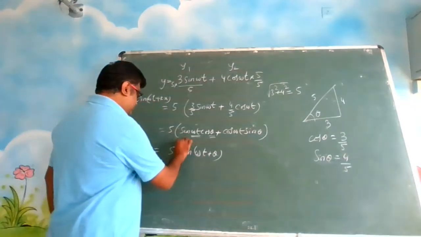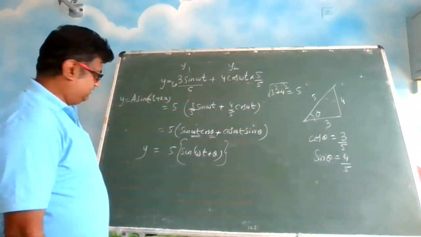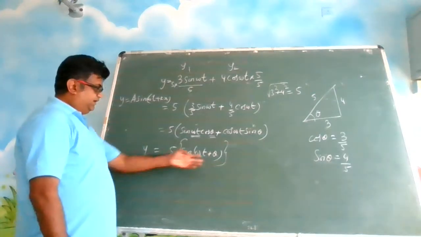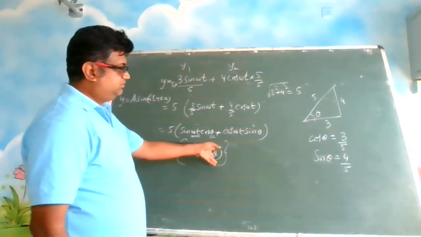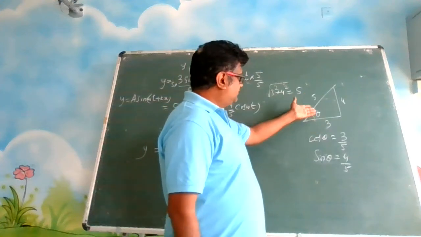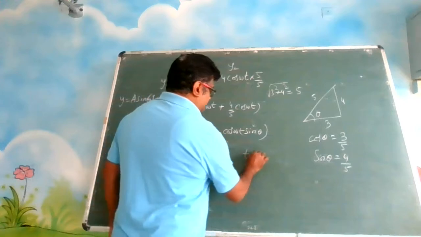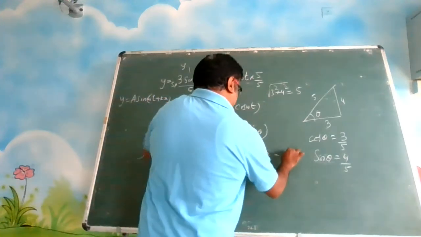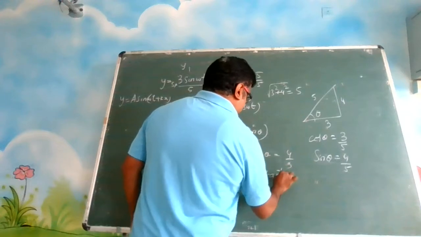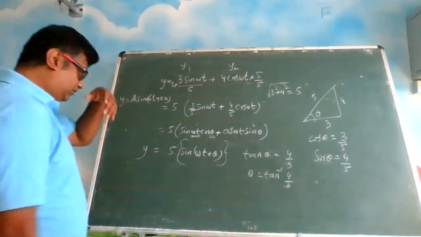So this value is maximum is 1. Sin value maximum is 1. So what is the amplitude now? 5. And can we find out theta? We have assumed a triangle where theta can be found out. What is tan theta here? Tan theta is equal to 4 by 3. Theta is equal to inverse function tan of 4 by 3.